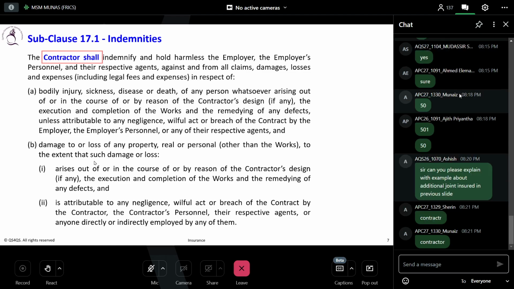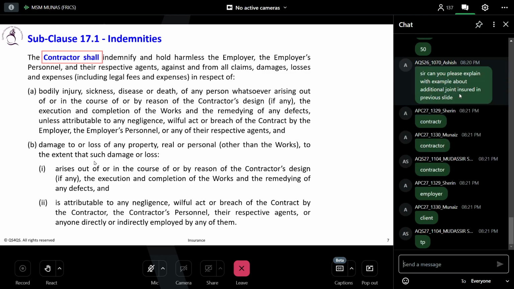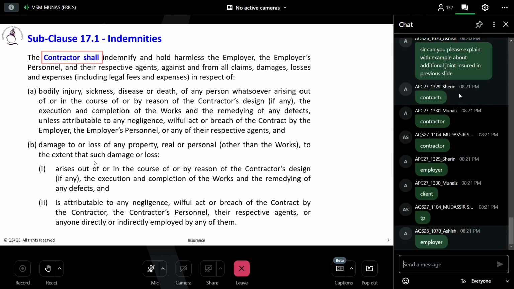Now assume that the contractor didn't care about that. One employer personnel got injured and he doesn't care. Now who's going to take care? The contractor didn't do his obligation. So who must do it now? The one he is working for, isn't it? So the employer takes him to the hospital and he gets the treatment, everything.